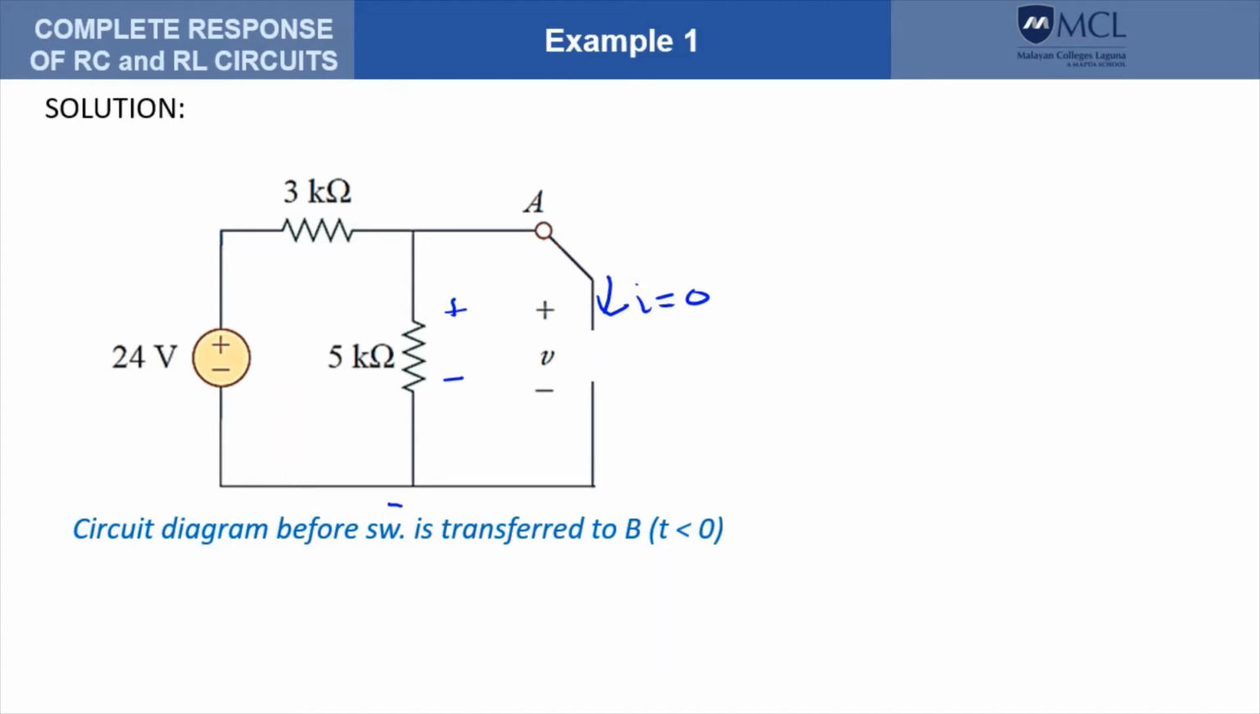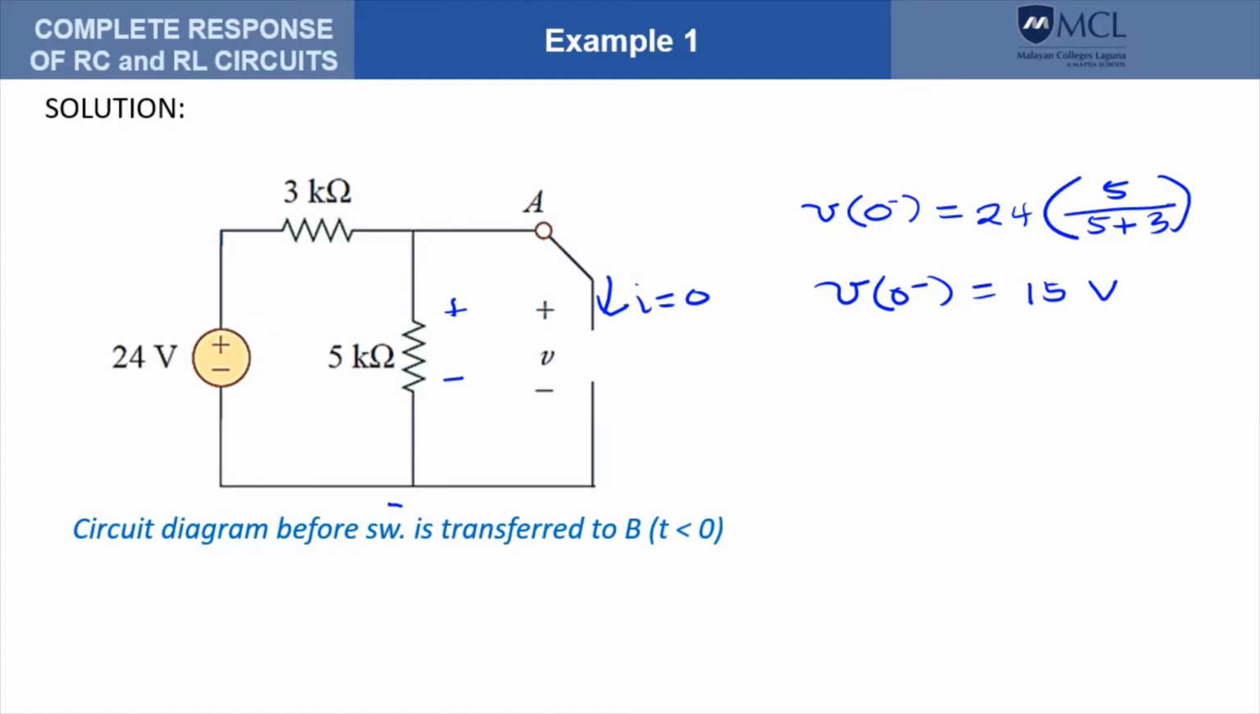So therefore, the voltage of the capacitor just before t equals 0 can be computed as the voltage divider across the 5 kilo ohms. So that would be 24 times a factor, which is 5 kilo ohms divided by 5 plus 3. And that should give us 15 volts. Let us also include the current. So here this should be 0 amperes.